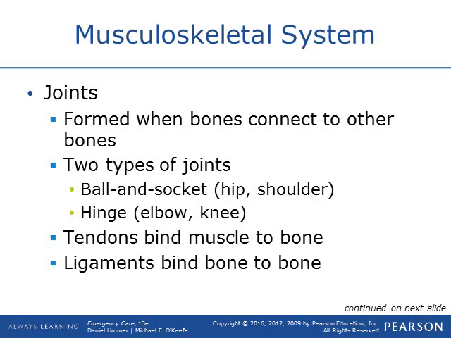There are numerous joints in your body, but there's basically only two types of joints. You have a ball and socket joint, which is just like your hip and your shoulder, and you have the hinge joints, like your elbow and your knee. So in these joints, everything that holds all together is those tendons bind the muscle to the bone, whereas the ligaments connect the bone to the bone.